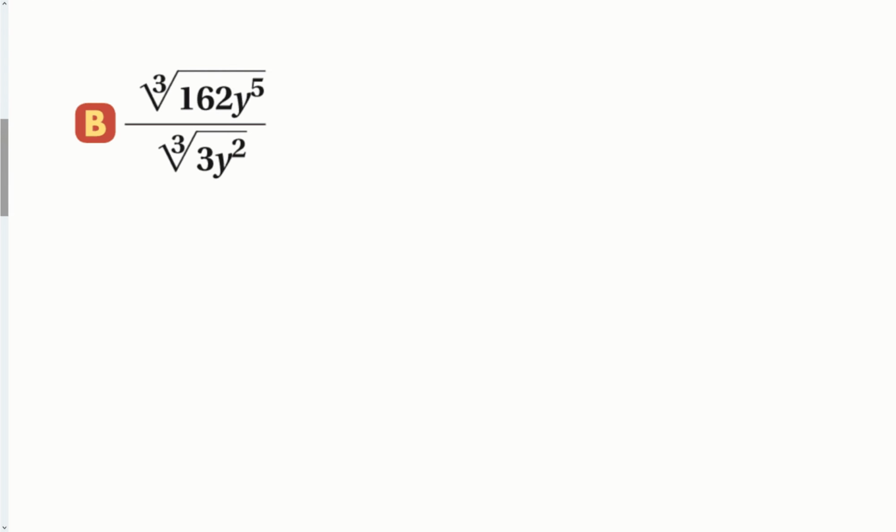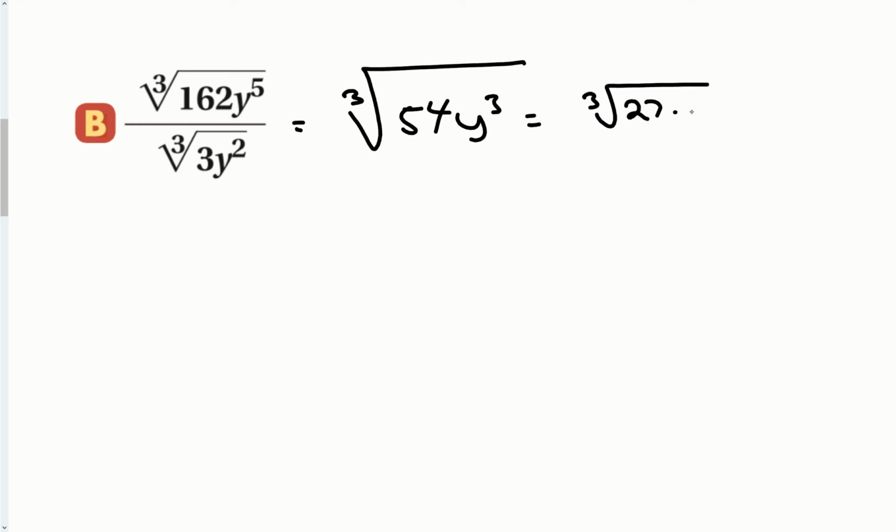So both third roots, which means I can put these together. 162 divided by 3 is 54. That works out nicely. Y to the third. 54 we just did before, 27 times 2. So we can split this into the third root of 27 times 2 times y to the third. Cube root of 27. This one is the only one that stays behind.